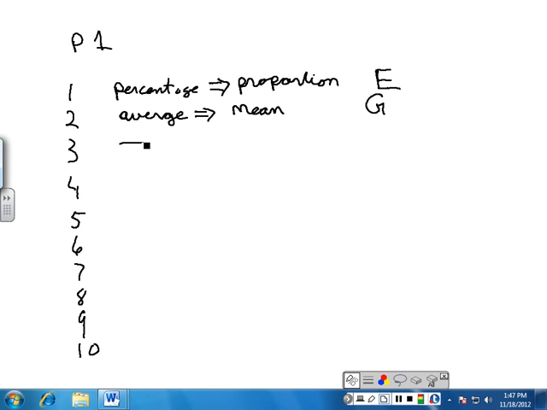4, will the light bulb last for more than 500 hours on average? So again, we have average. That means we're talking about mean. And if we're talking about mean and there's 1 group, that's A.